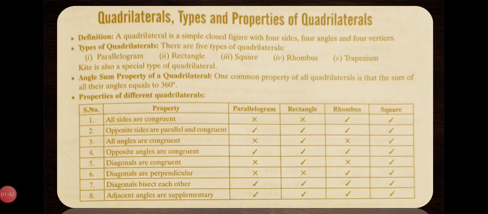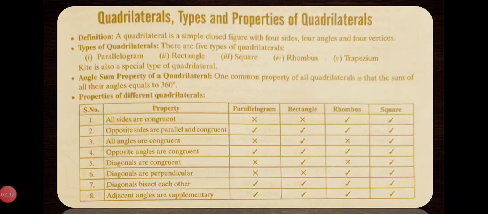Now, properties of different quadrilaterals. Let us check out the properties of the quadrilaterals which we already know. The first property: all sides are congruent. We know that in a parallelogram and rectangle, all sides are not congruent. Congruent means equal in length. Yes, in a rhombus and square, all sides are equal. Next property: opposite sides are parallel and congruent. All 4 quadrilaterals, that is parallelogram, rectangle, rhombus and square, have opposite sides parallel and congruent.